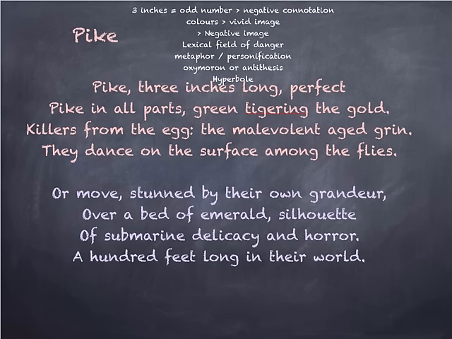The fish is not ordinary, but one which has a malevolent aged grin. Their violent nature is therefore hereditary. The aggressive tone is also seen when the speaker describes how two pike killed each other in an attempt to end each other. This can be seen in stanza 7. The simile in line 2, where the teeth of the pike are compared to vice locks, illustrates this aggressiveness.